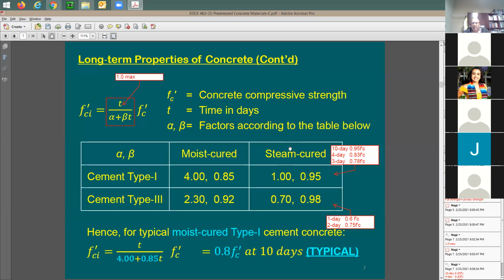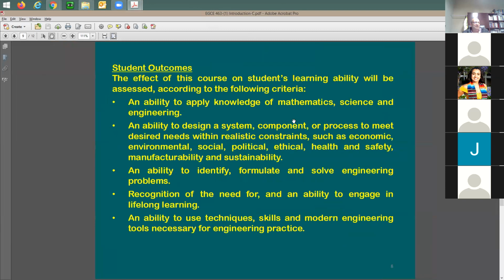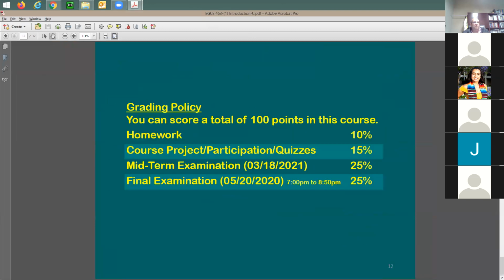Professor, you said the cement type 3 for moist cure is much faster, right? The cement type 3, generally speaking, they call it rapid strength cement. Let me put an old slide set here for you. This is going to be the first slide set. Let's go here to types of cement.